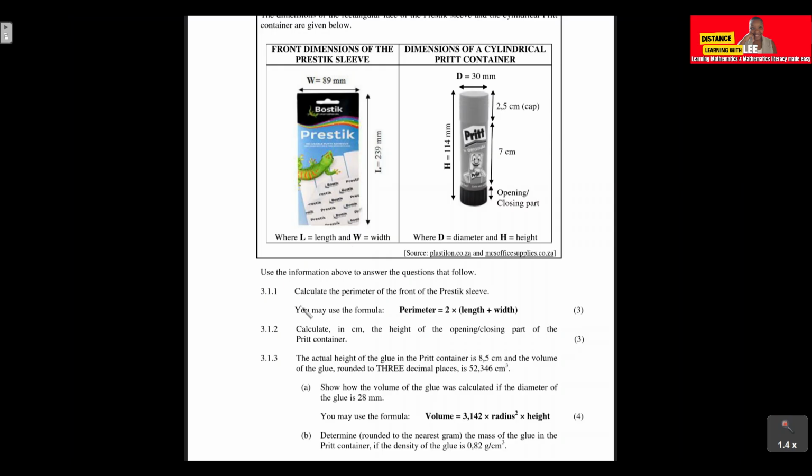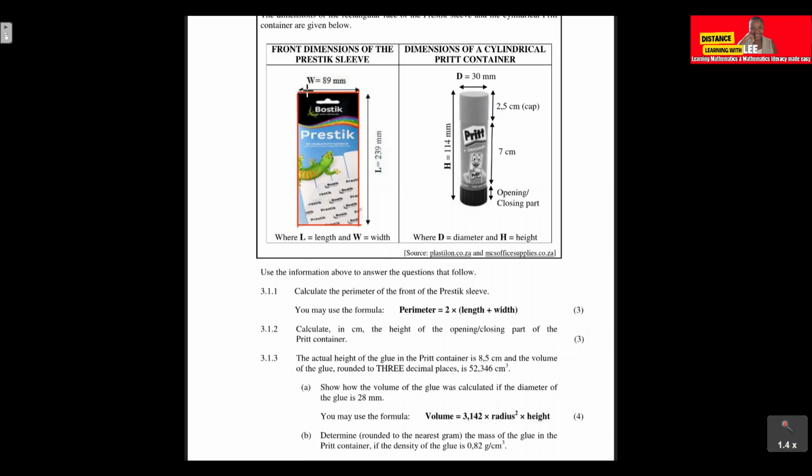calculate the perimeter. Just to explain what perimeter is, guys: if you had to put a string around the edges of this press stick sleeve, and you had to then take that string and put it alongside your ruler, so let's say you take your string and put it around there, and around there, and around there, and around there, then you cut your string.